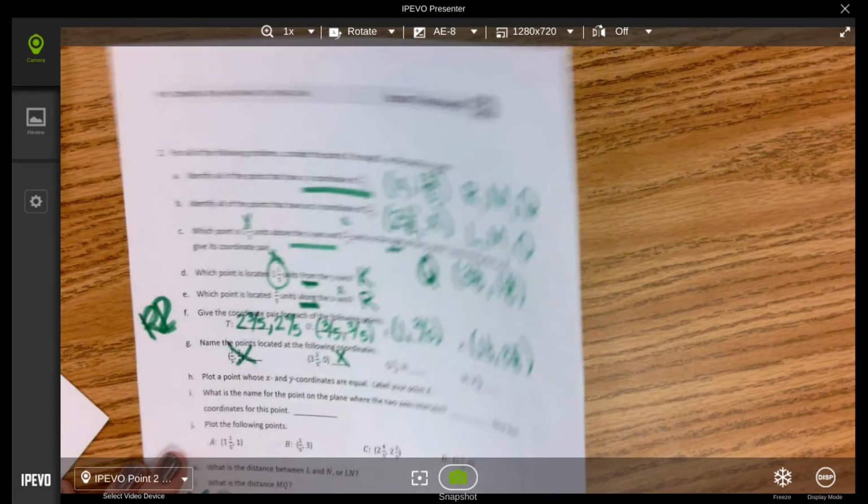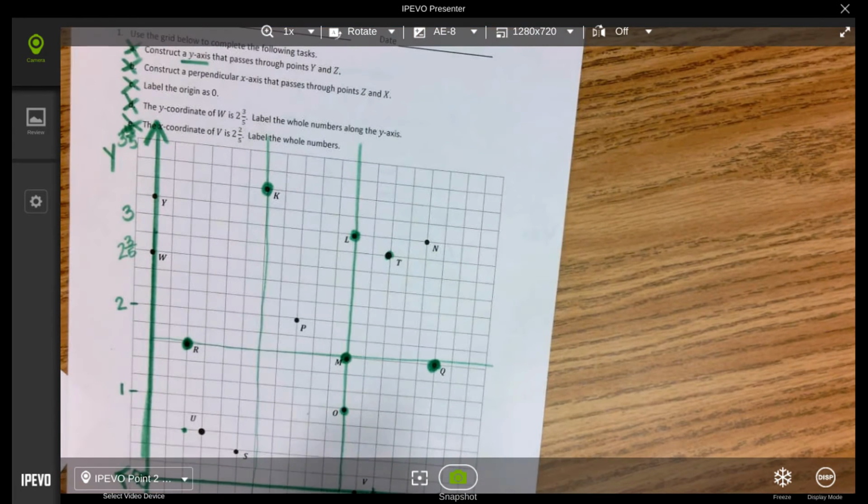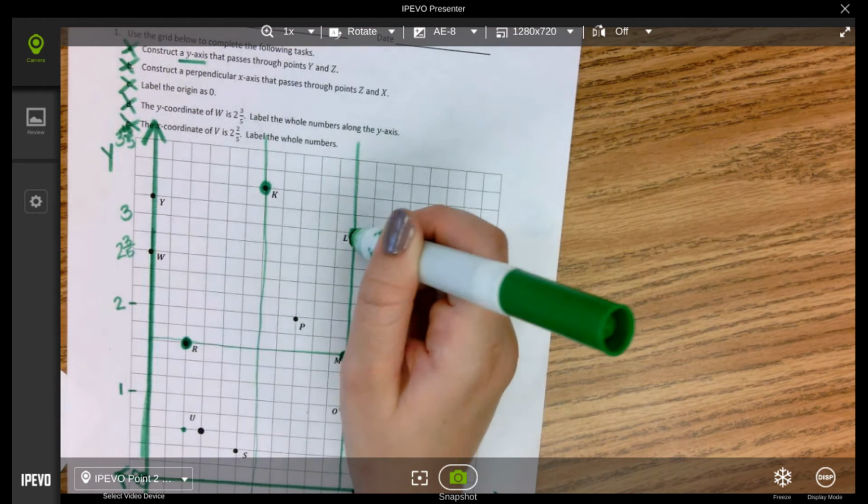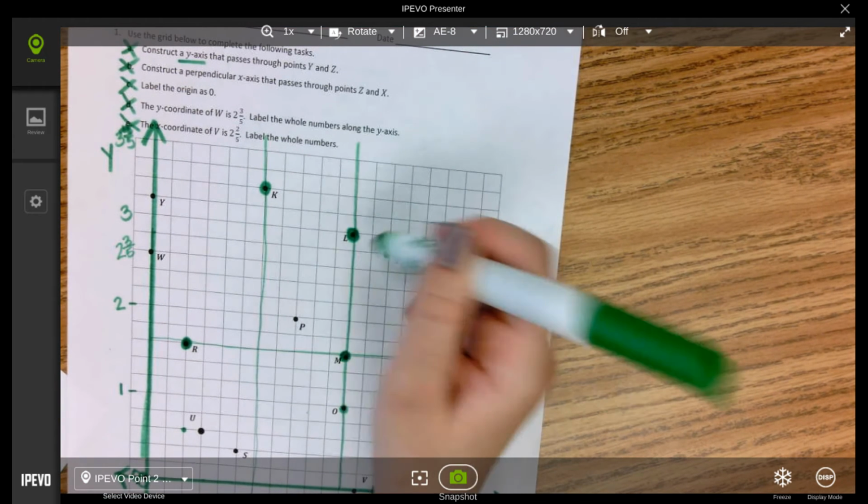All right, 2 and 1/5, 3. So here's 2, 2 and 1/5. And then I scroll, I keep saying scroll like we're on a computer, but there we go. We go all the way up to L.